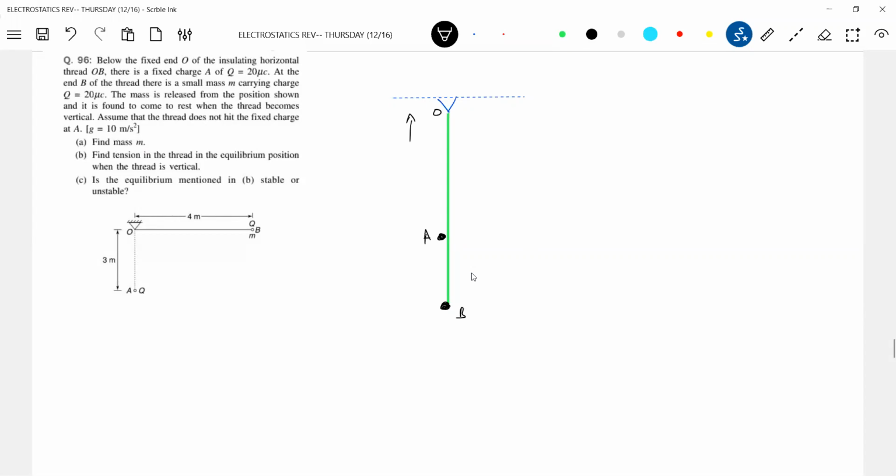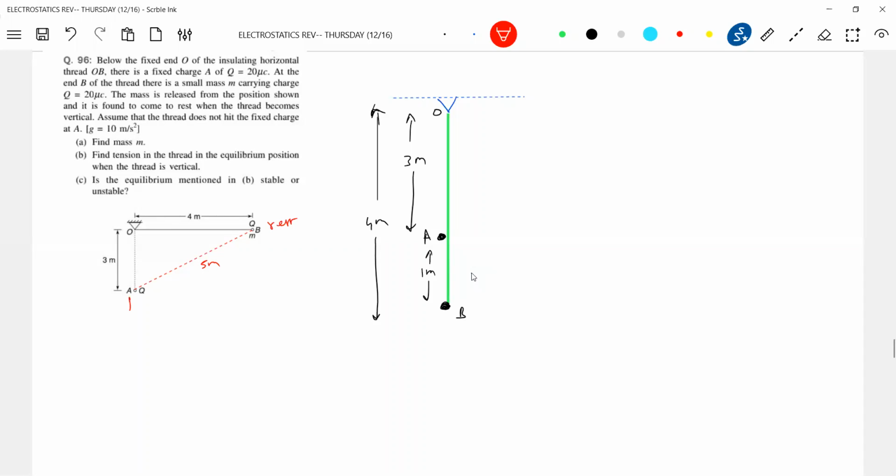This is O. This distance is 3 meters. This is fixed. A is fixed here, and B will come to rest. It's in rest position. So now look at this. Definitely, this is the distance. One meter between them. So the initial separation is five meter. So shall we write the interaction, and it was released from rest.